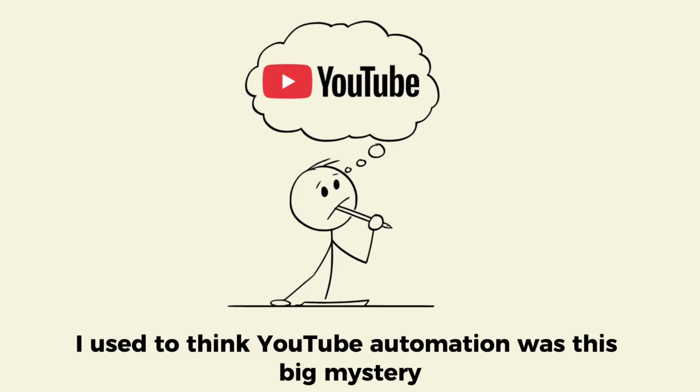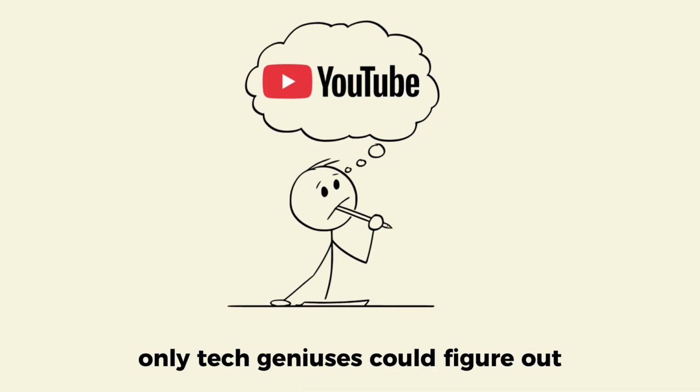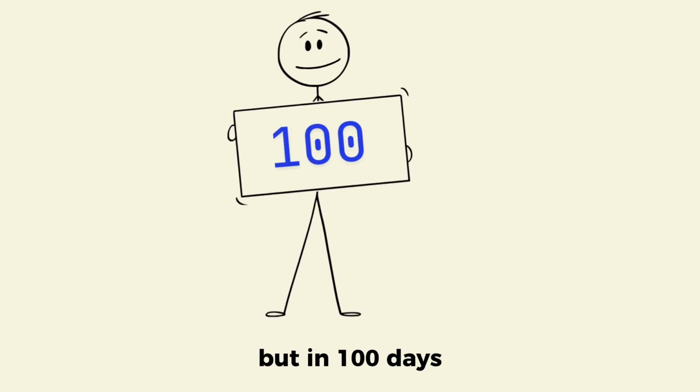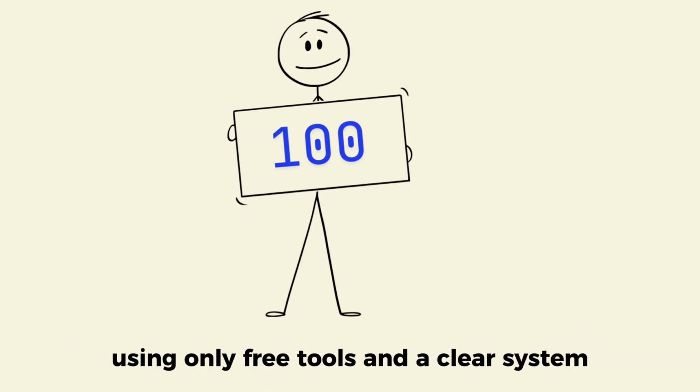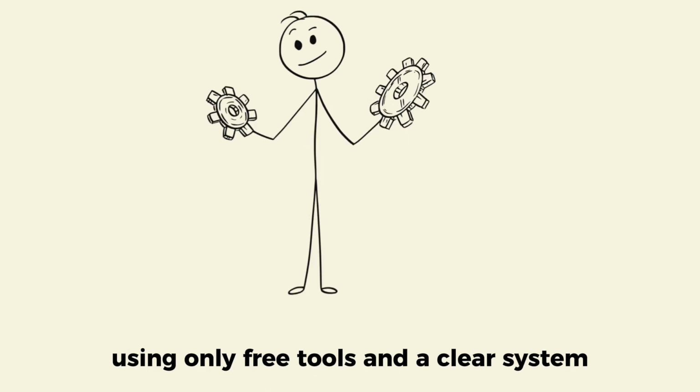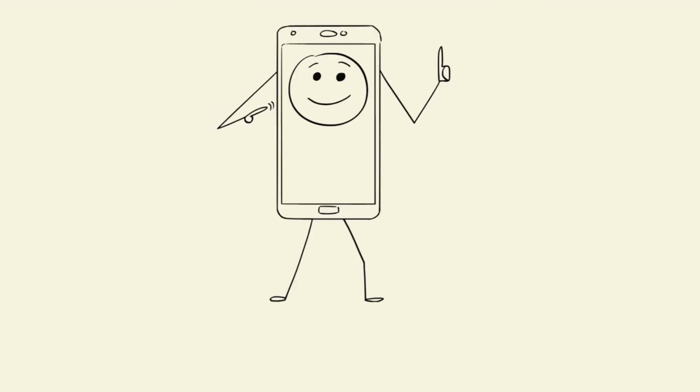I used to think YouTube automation was this big mystery only tech geniuses could figure out. But in 100 days, I built and sold my first done-for-you faceless channel using only free tools and a clear system. Here's exactly how I did it.